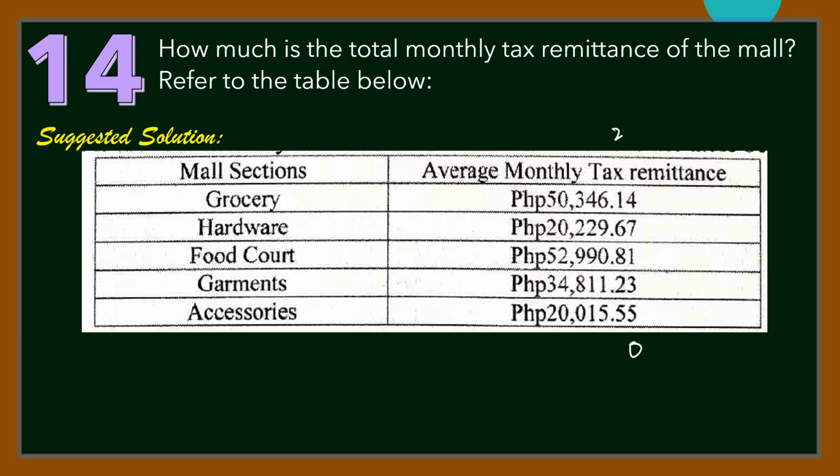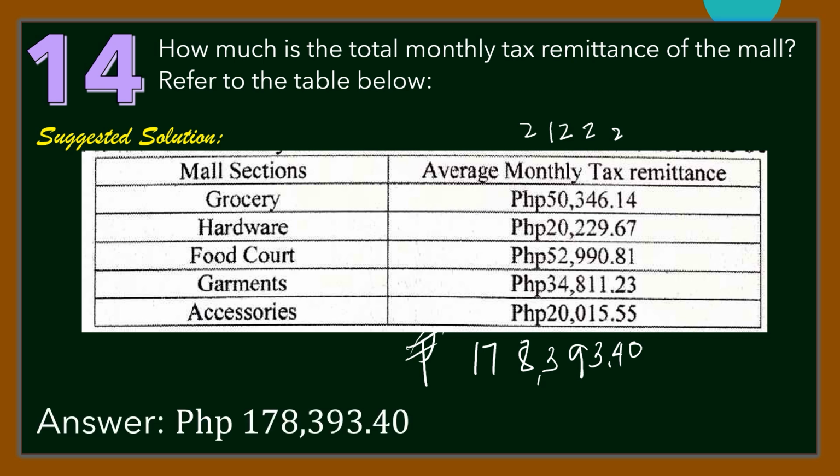Then we have 2 plus 1 plus 6, that's 9, plus 8, 17, plus 7, 24. So we have 2 plus 6, 8, 17, 18, 23. Then 6, 8, 17, 19. Then we have 6, 15, 23. Then we have 8, and then we have 5 plus 2 plus 5, that's 12, plus 3, 15, plus 2, 17. So the total average monthly tax remittance of them all in different sections is 178,393 pesos and 40 centavos.